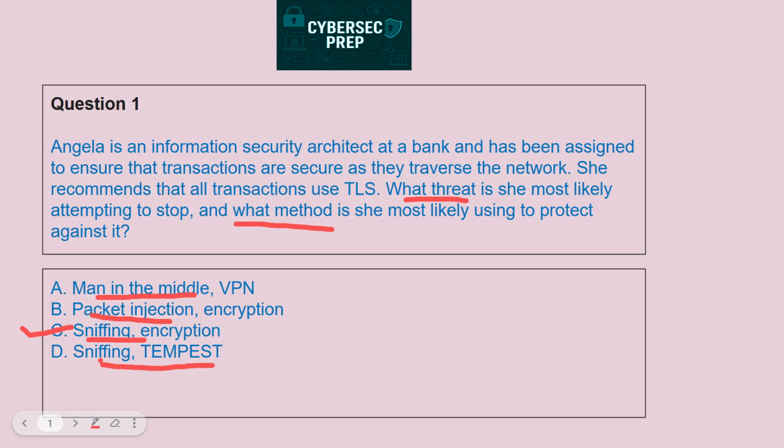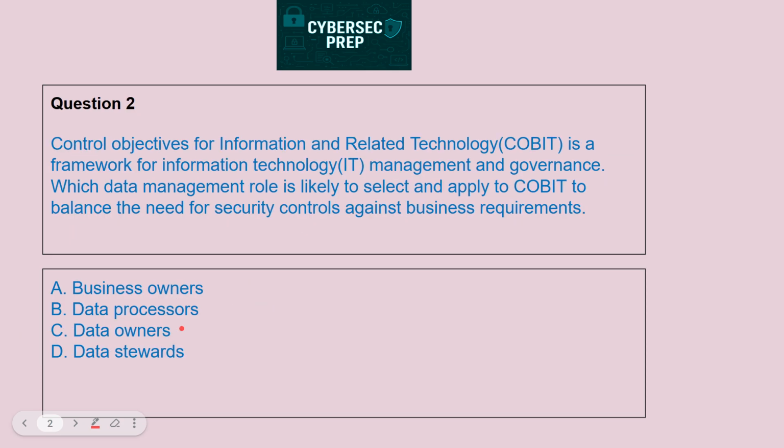Now, sniffing is fine. That's a kind of threat to any network. But the method Tempest is not correct because Tempest is a technique used to prevent spying, and it uses electromagnetic emissions as a technique, and it would not be used to stop attacks at any normal bank. So hence the correct option is C, sniffing, comma, encryption. We'll move on to the next question now.